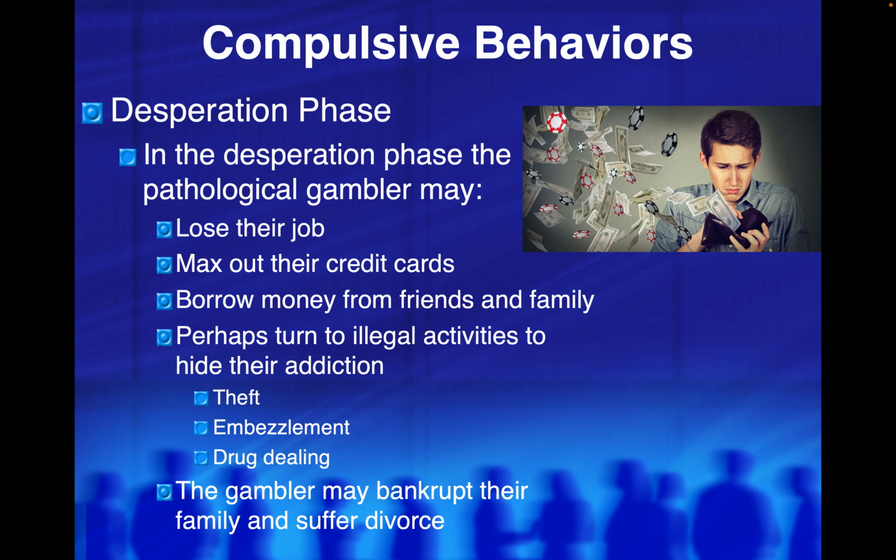The desperation phase. In the desperation phase, the pathological gambler may lose their job, max out their credit cards, borrow money from friends and family, perhaps turn to illegal activities to hide their addiction: theft, embezzlement, drug dealing. The gambler may bankrupt their family and suffer from divorce.